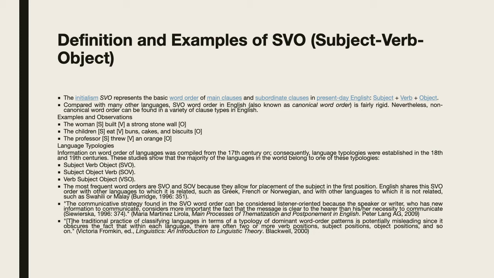Now, the traditional practice of classifying languages in terms of typology of dominant word order patterns is potentially misleading since it obscures the fact that within each language there are often two or more verb positions, subject positions, object positions, and so on.